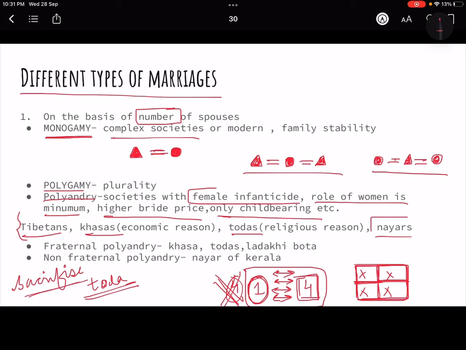And Nayars are a martial caste. Martial caste means the men are busy defending the territories of their place, they go into the military, right? So when they go into military and do not live back in the villages with the females and their children, they have a different kind of system altogether. I'll just tell you in brief.